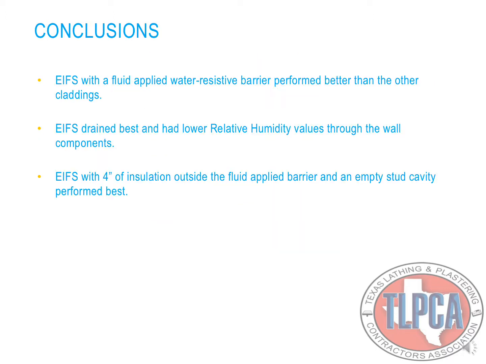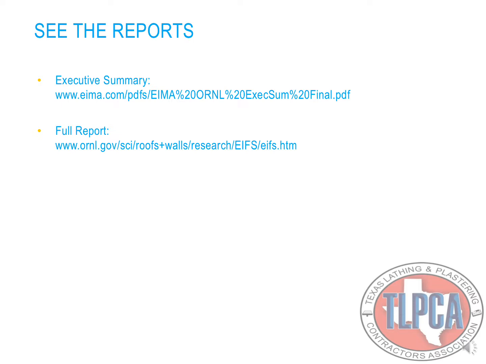Department of Energy test conclusions. EIFS with a fluid-applied water-resistant barrier performed better than the other cladding. EIFS drained best and had lower relative humidity values through the wall components. EIFS with 4 inches of insulation outside the fluid-applied barrier and an empty stud cavity performed best. A link has been provided below so that you can see the reports yourself.